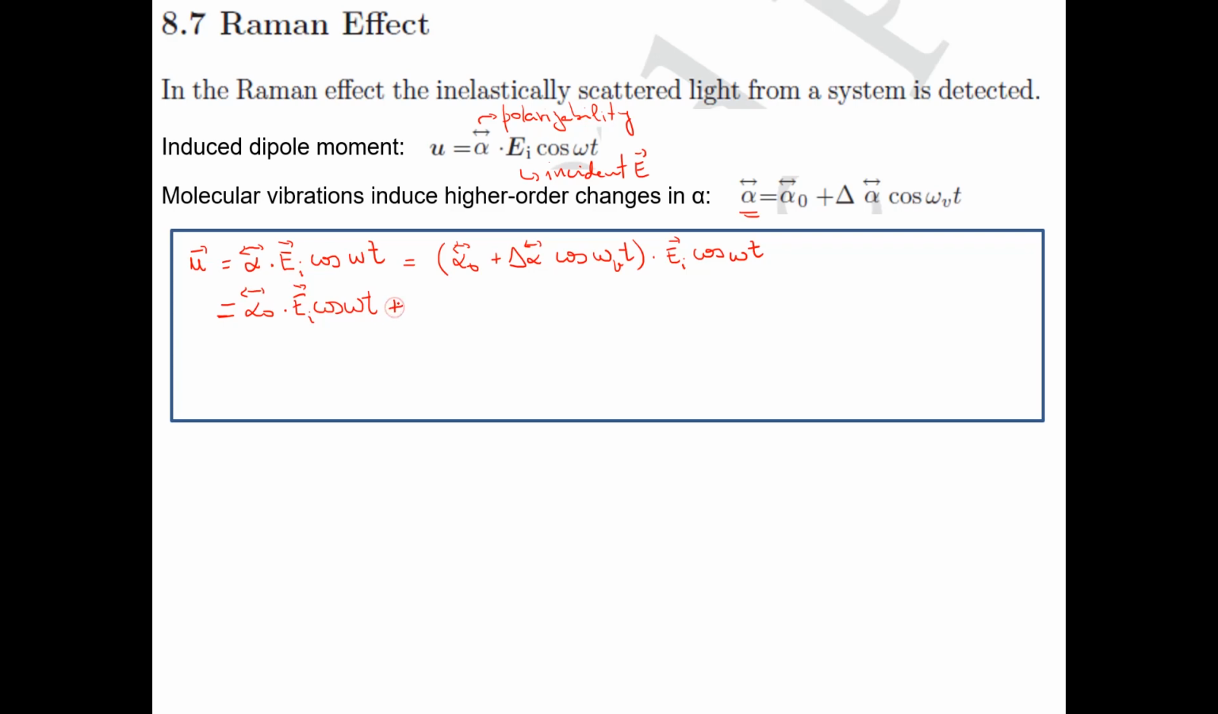But then there are other two components. I can write the product of cosines as a linear combination of the sum and the difference between frequencies, and the result is like that. You can verify that. I can write this as cosine of (omega minus omega_v) t plus cosine of (omega plus omega_v) t, multiplied by the incident field. You can see already that the induced dipole in a molecule has three components. This one, as I said before, oscillates with the same frequency of light, and is associated with what we call Rayleigh scattering.